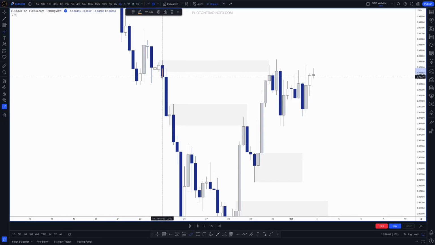But then what happens after this candle is printed, price then pulls back into the zone, right? And it fills up some of the orders, and then we move to the downside. So for me, that means that zone has been mitigated, right? It's been partially mitigated. Price has filled up some of the orders and continued.